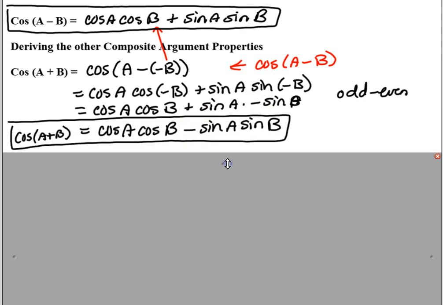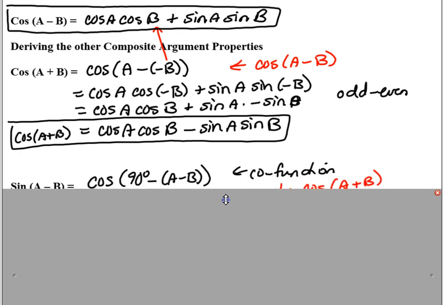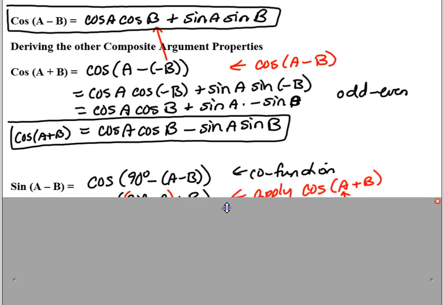Cosine of A plus B is cosine A cosine B minus sine A sine B, which maybe you could have guessed from the original property. The only thing that changes is the sign. Notice on the cosine A and cosine B that the sign is opposite in the property of what it is in the argument. Now the next one we're going to do is sine of A minus B.